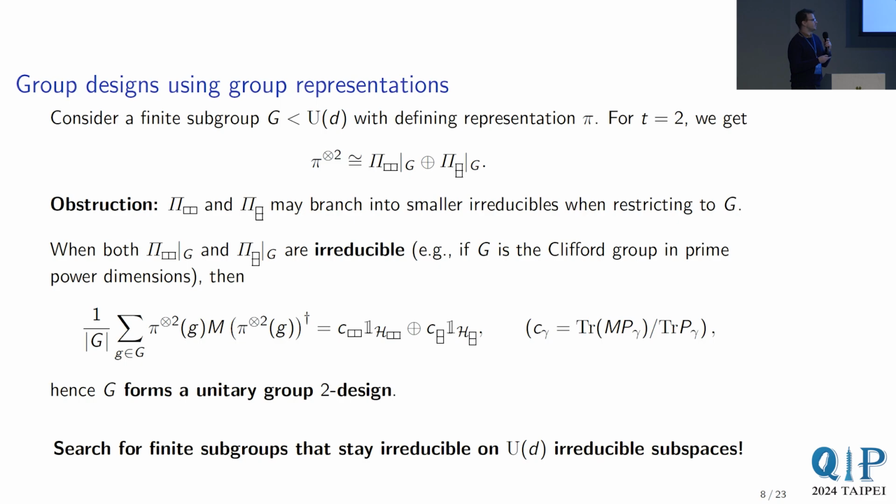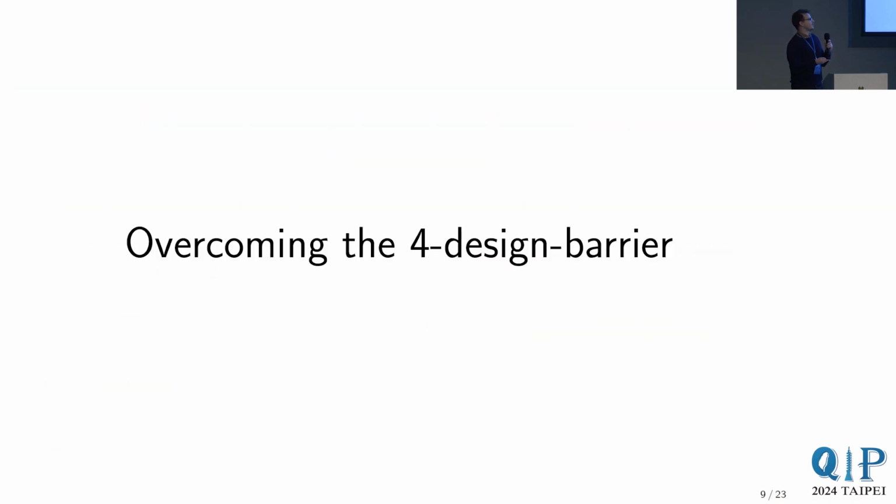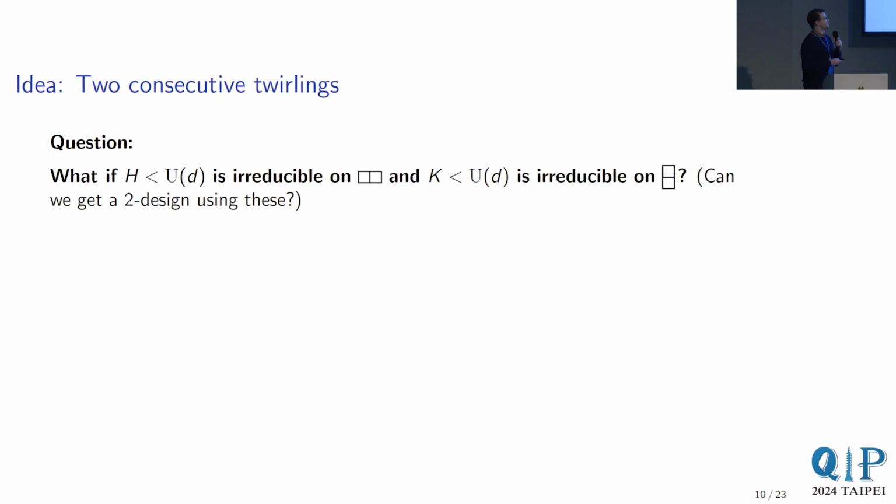For example, if you use the Clifford group in prime power dimensions, then you will get this expression. And this expression means that you essentially have a unitary 2-design because it fulfills the relation which you have prescribed. So the idea is that we can search for finite subgroups that stay irreducible on the unitary group's irreducible subspaces for larger T's as well. But there is an obstruction to that, which we have discussed: you couldn't have a unitary group 4-design in large enough dimensions. So we need to overcome this barrier.